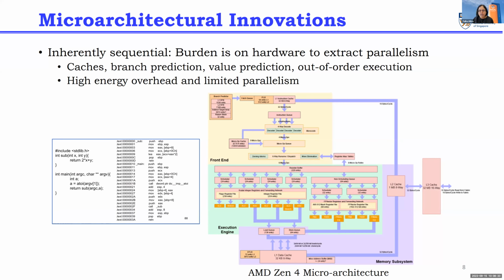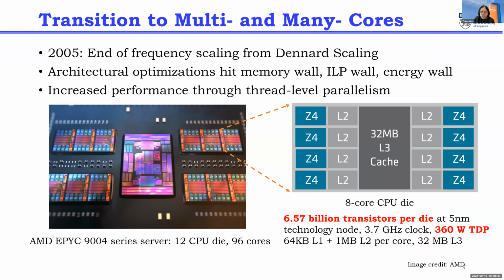Moreover, because you are trying to do it in hardware, there is limited parallelism that you can exploit. So that means these systems, first of all, cannot be very energy efficient, and second, they can only explore limited parallelism. We reached the end of Dennard scaling back in 2005, and then we also hit the instruction level parallelism wall, energy wall, memory wall, etc. So it became almost impossible to increase performance through instruction level parallelism as we were doing before. And so we switched to multi-core and many-core architecture.